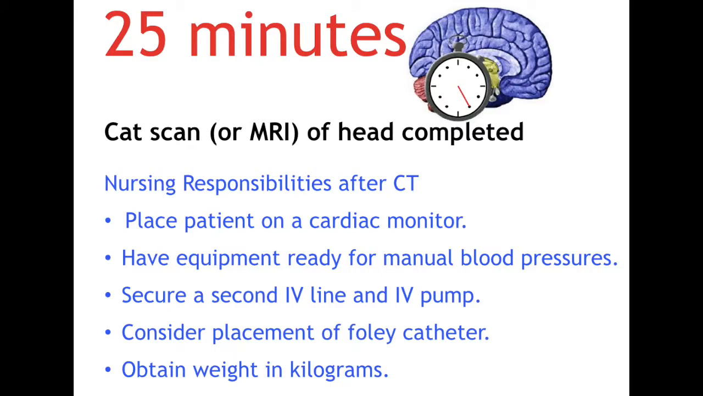You also want to obtain a weight in kilograms. This is going to help you determine the amount of medication since it is weight-based. An estimated weight is not acceptable, so this is the time where you need to be a little bit creative. Make sure that you have the appropriate scales available to you so that you can get an accurate weight for your patient.